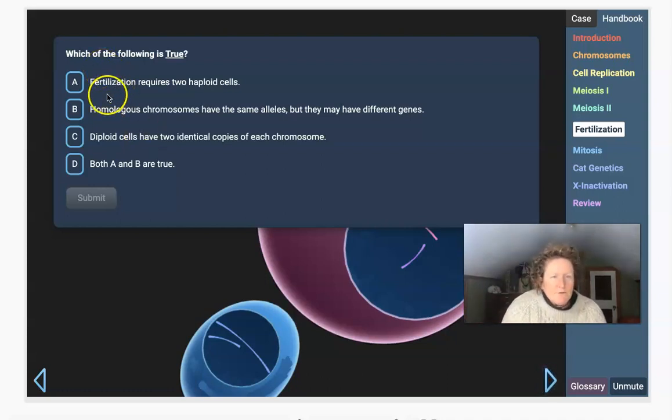Which of the following is true? Fertilization requires two haploid cells. Homologous chromosomes have the same alleles, but they may have different genes. Nope, other way around. Same genes, different alleles. So that's not true. Diploid cells have two identical copies of each chromosome. Nope, they've been mixed up. Oh, wait. Diploid cells have two, yes, that's true. I know this one's true. It should be A and C.